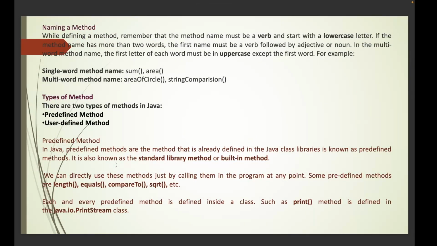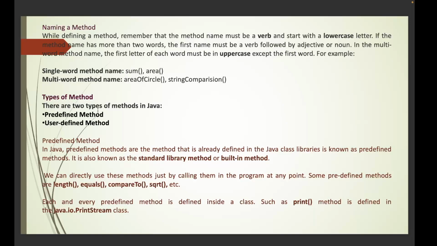Naming a method. There are different conventions which we need to follow for naming a method, as can be seen over here. The method name must be a word and should always start with a lowercase. If the method name has more than two words, the first word must be a verb followed by an adjective or noun. In a multi-word method, the first letter of each word must be in uppercase except the first word. So the first word can never be in uppercase, it should always be in lowercase.